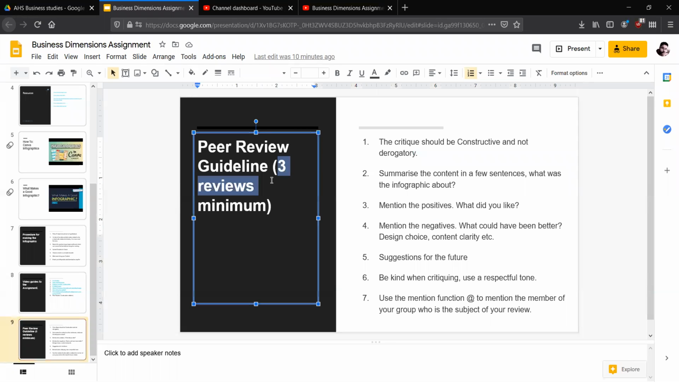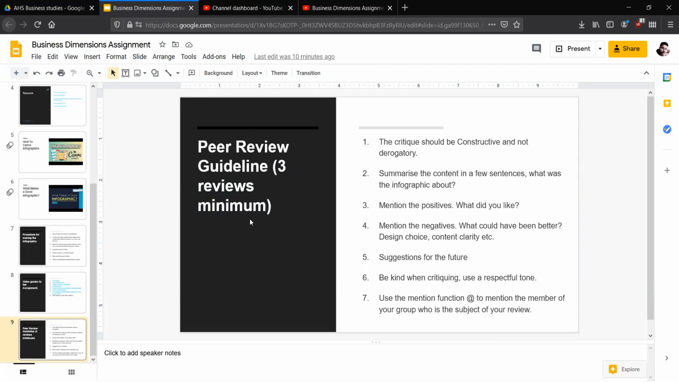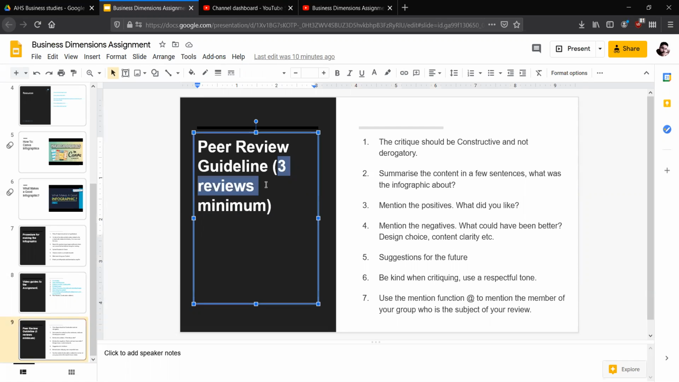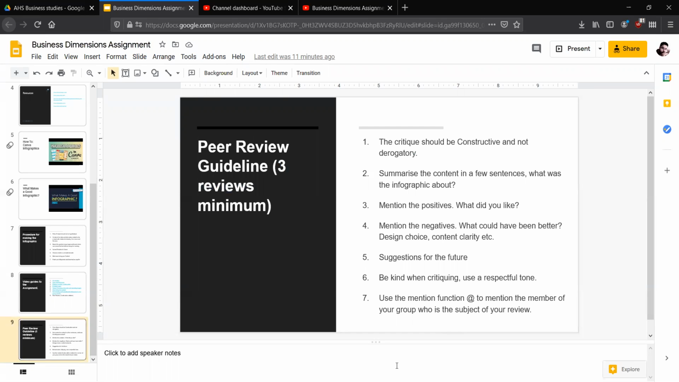Now, you need to do 3 reviews minimum. The reason for this is some of your group members, the numbers may vary. Some of you have 4, 5, or 6. So no matter how many group members you have, the task is equal. Okay, so you can choose to do more. You can choose to do 6 reviews. You can choose to do 5, but I require 3 reviews minimum from you. All right. Now let's take a look at the framework.